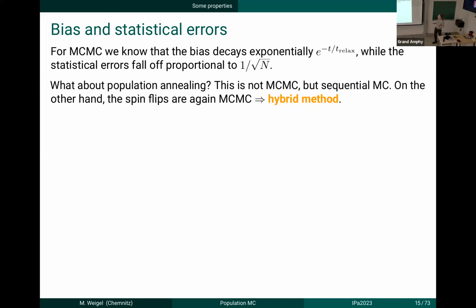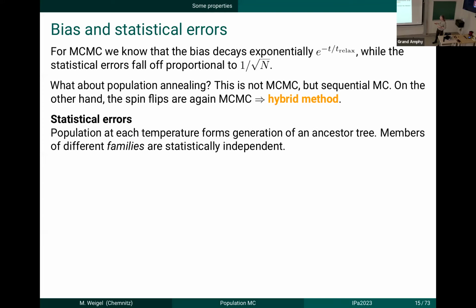And so that makes it, from the formal analysis, a little bit difficult because it's a mix of two algorithms in some sense. So essentially what I shortly want to talk about is, what are the systematic and statistical errors?